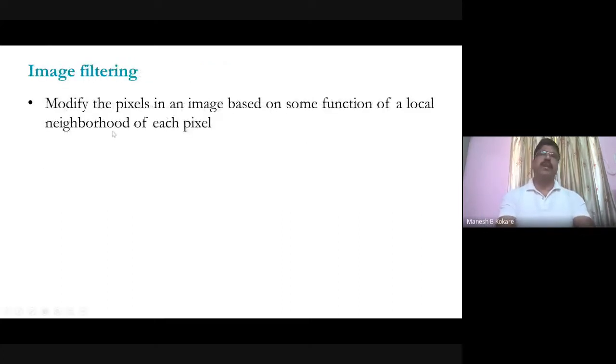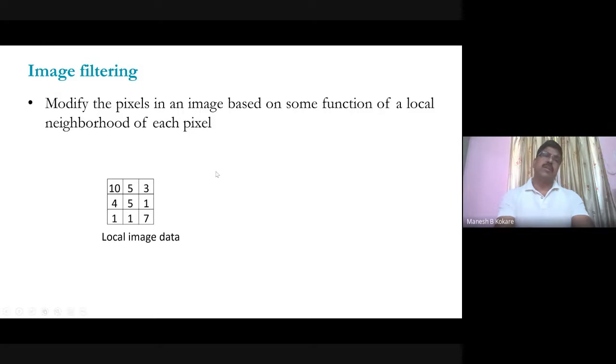So image filtering is nothing but modifying the pixels in the image based on some function. Now this function is nothing but your filter mask. So you are basically modifying the pixels of the image by using the filter mask, and by considering the local neighborhood of each pixel, and finally you get the resultant output.